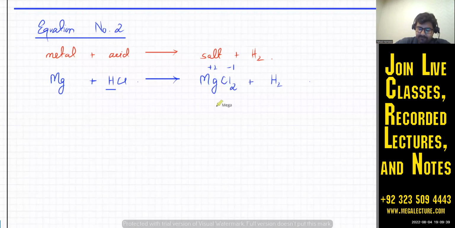Any metal reacting with an acid. So let's say aluminium reacts with sulfuric acid. That's H2SO4.